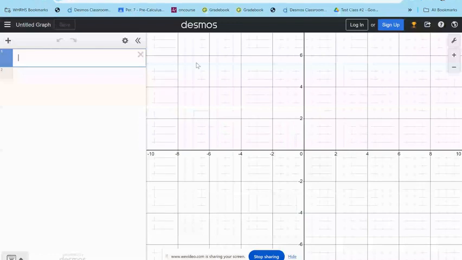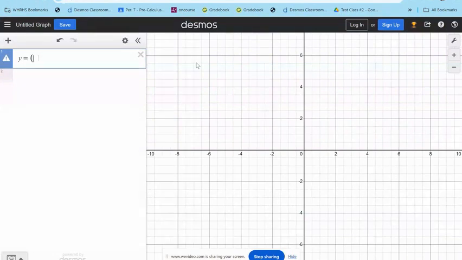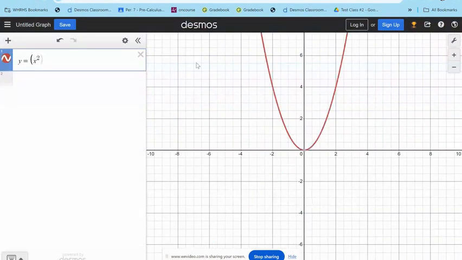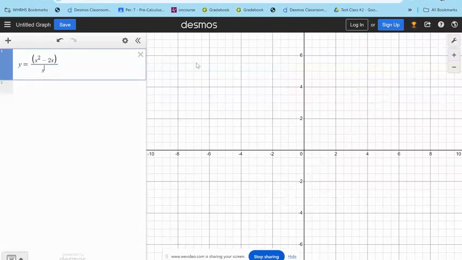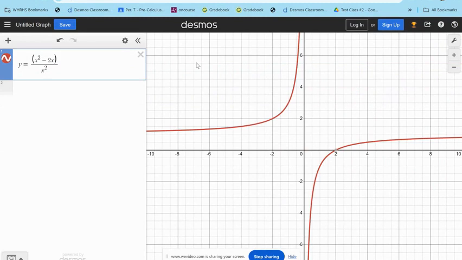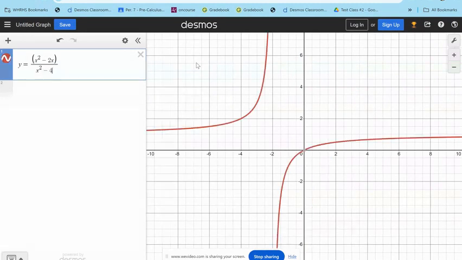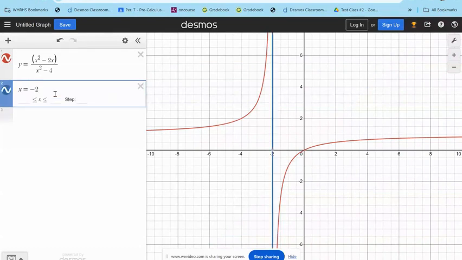All right, I'm going to put in our original function. So y is equal to x squared minus 2x divided by x squared minus 4. Okay, doesn't the idea of it look very similar to what we had? We had a vertical asymptote at x equals, what was it, -2, right? There's our vertical asymptote right here. I just entered it in for you.